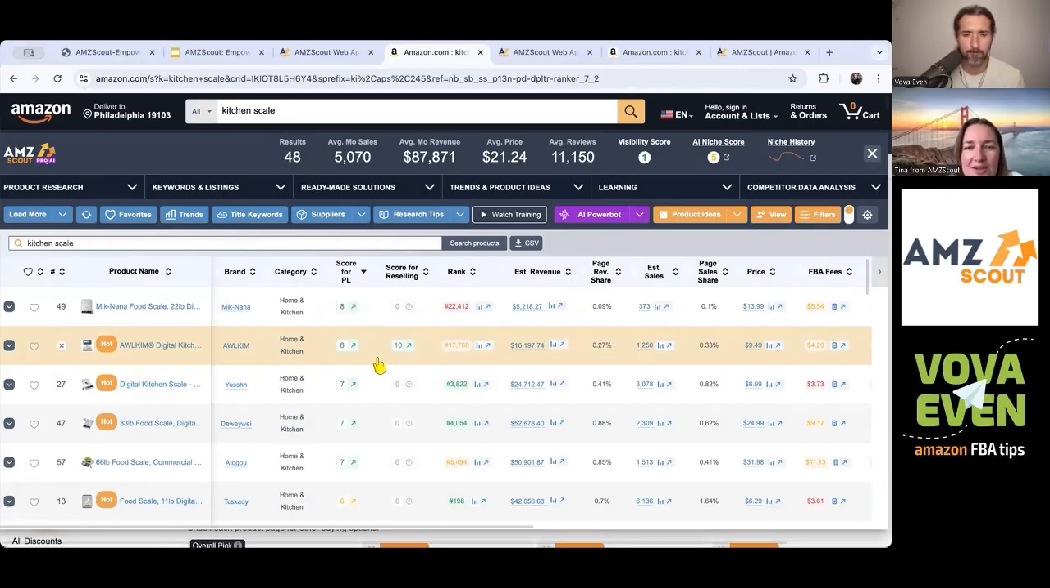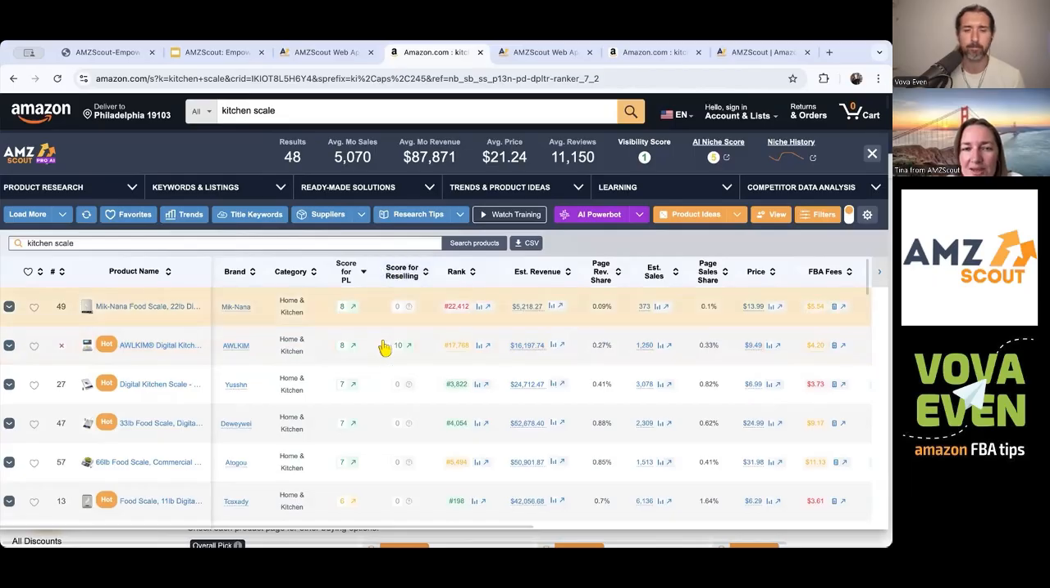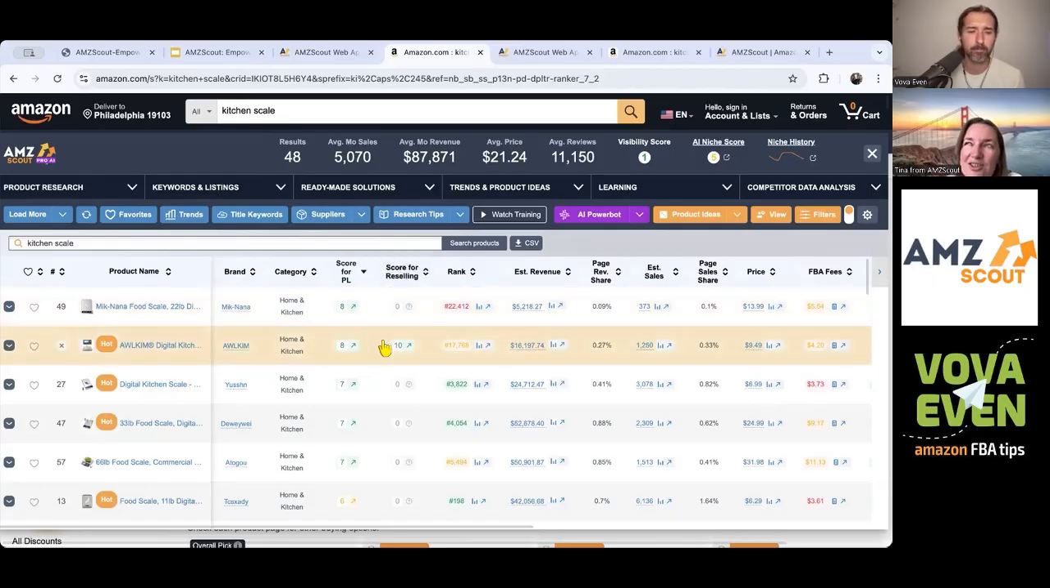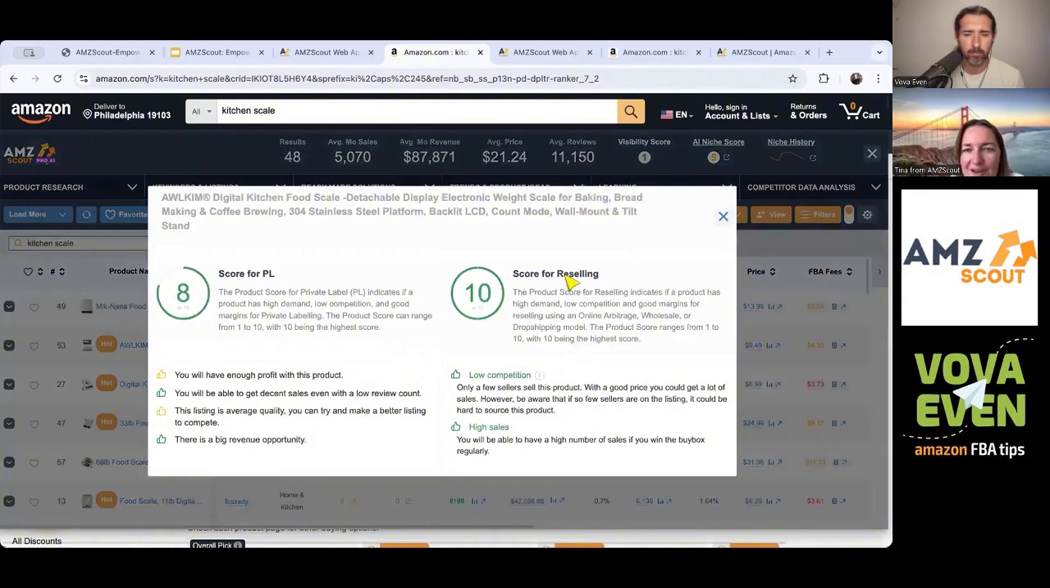And then we have a similar score for reselling. It's a completely different one. It analyzes different things, like the number of sellers that sell this particular product. For example, this one has a 10 score for reselling, 10 out of 10, and it says that it has low competition. It means that this listing has some sellers, but not more than 15, as far as I remember, and it has high sales.